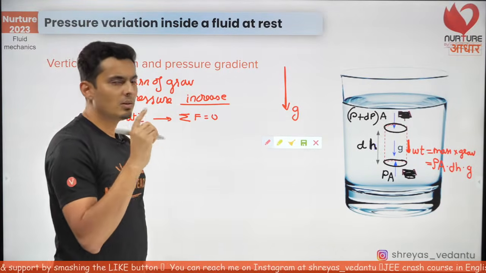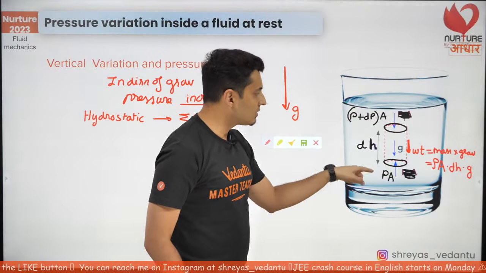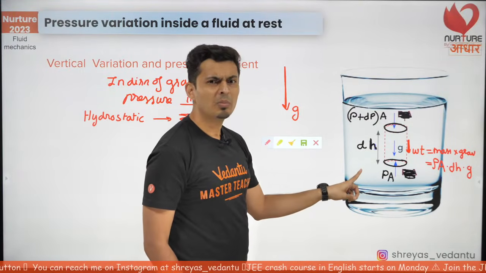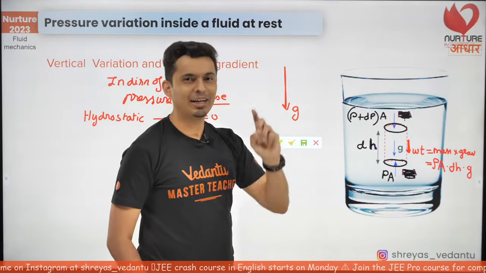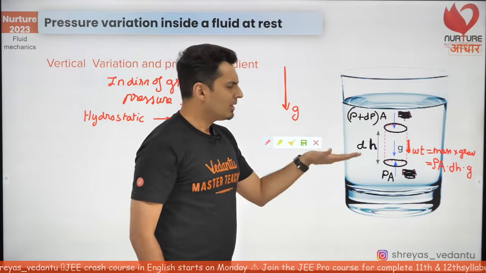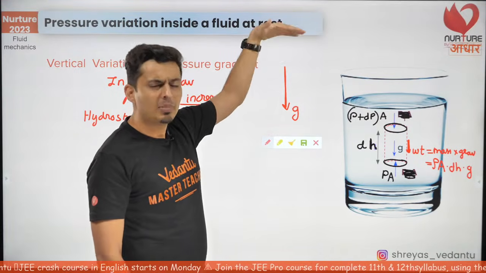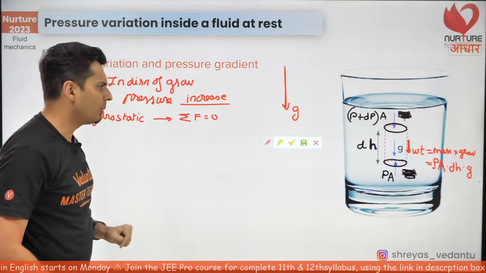I know some of you are still wondering, sir, one minute, something is wrong. Weight is down, the larger force is also down, and the smaller force is on the top. It does not make sense. Guys, dP will actually be a negative value. I just put it as lower height P, higher height P plus dP. Don't worry, it will automatically turn out. You will see when I solve the problem.